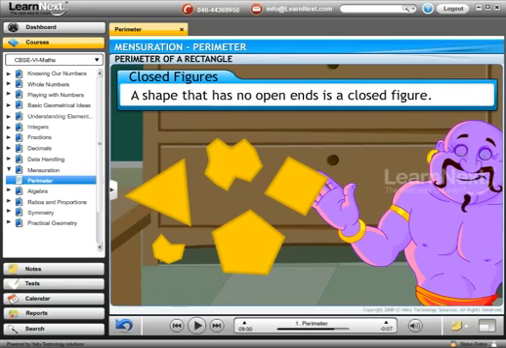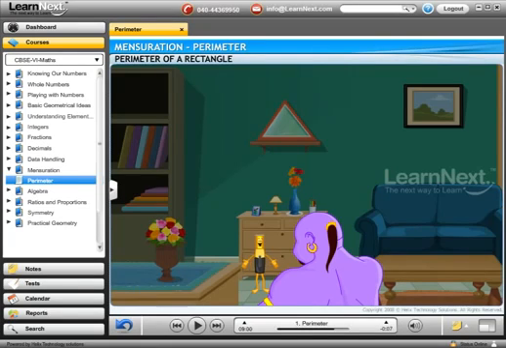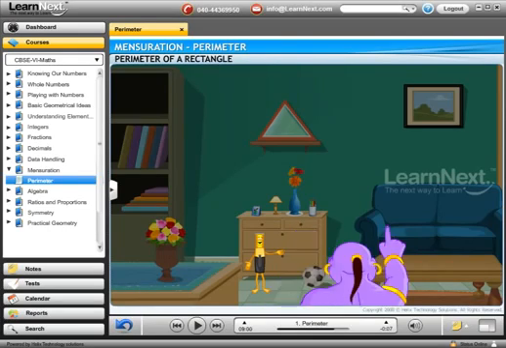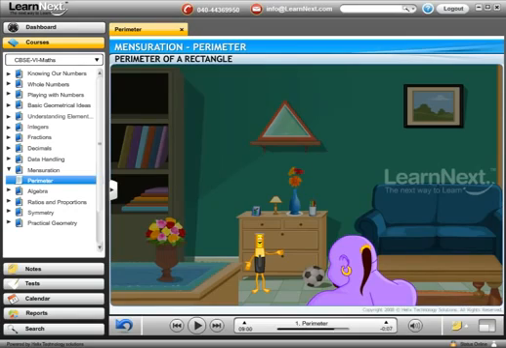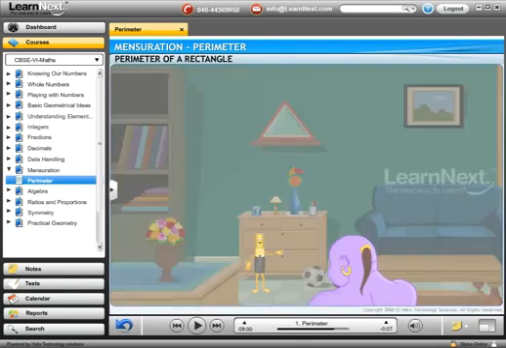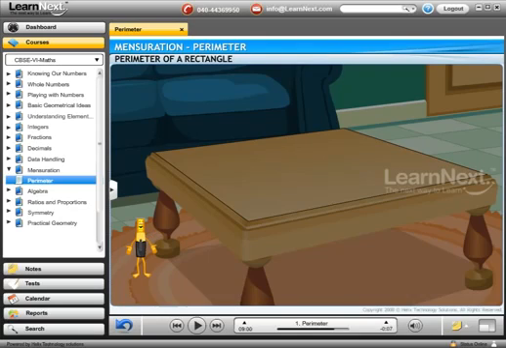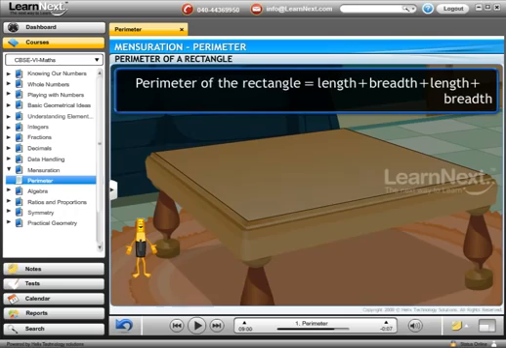Jeannie, can you give me examples? Look at the tabletop, the photo frame, the book on the shelf, and the centerpiece on the sideboard. These are all examples of closed figures. Now look at this rectangular tabletop. The perimeter is equal to the sum of the lengths of its four sides.